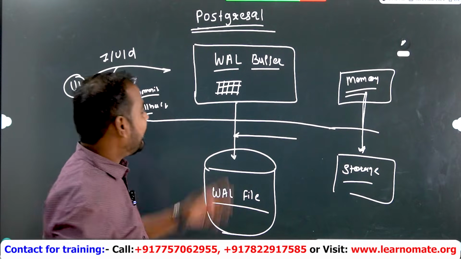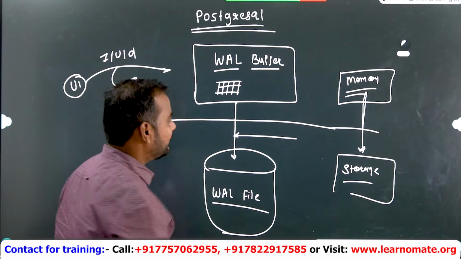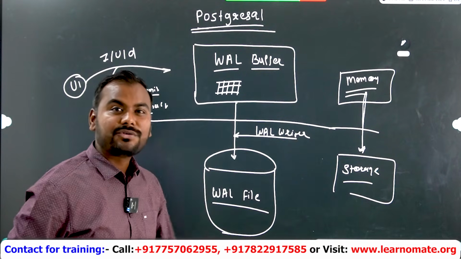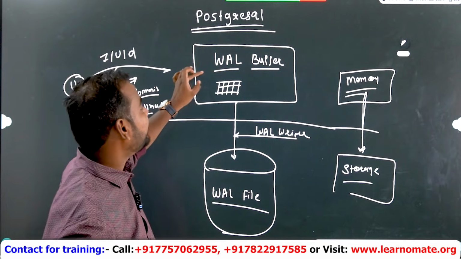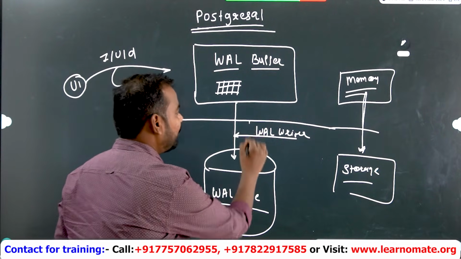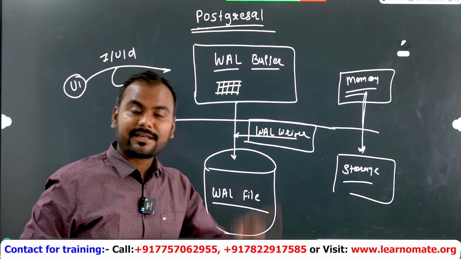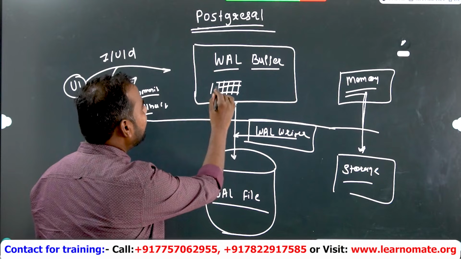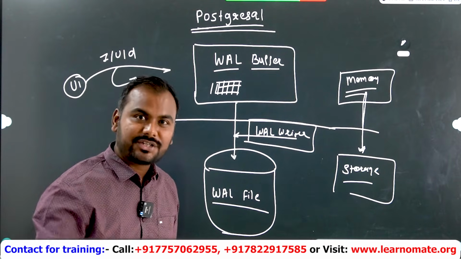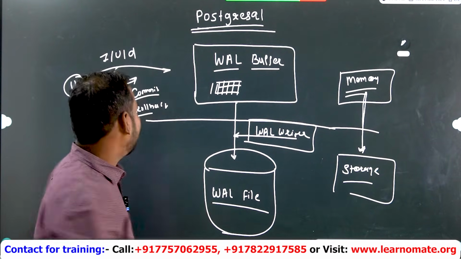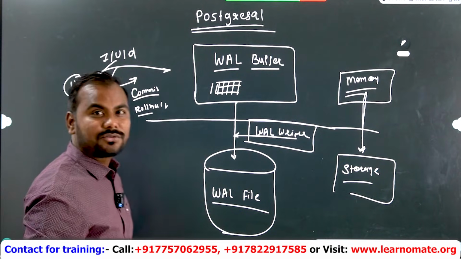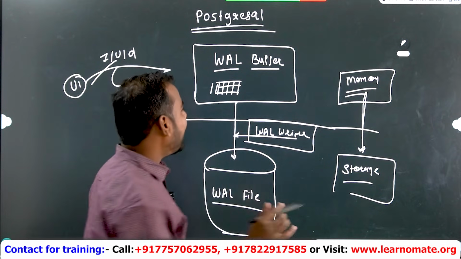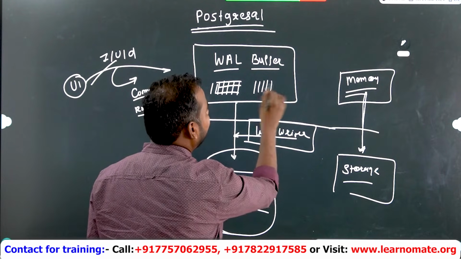And who will do that? That will be done by a background process. We call it the WAL writer. The WAL writer is a background process responsible for pushing the changes from the WAL buffer to the WAL file. But when will it happen? As soon as the user does the commit. And what will be stored over here? Whatever changes you are doing at the database level, like insert, update, delete, or any DDL or DML statement you fire, that statement's information will be coming over here.